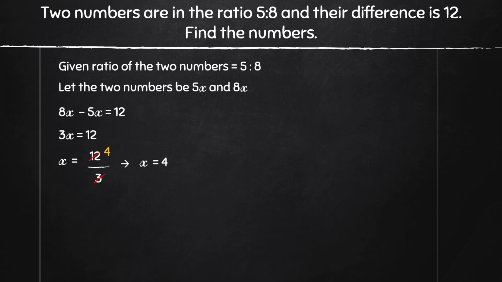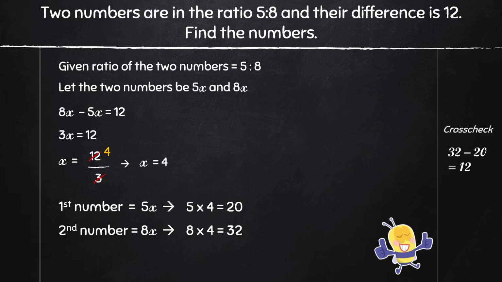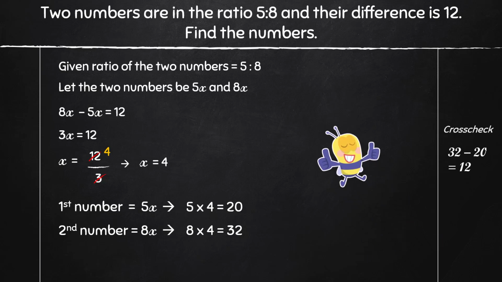Now we need to substitute in their corresponding ratios. First number is equal to 5x, right? That is 5 into 4, which is equal to 20. Second number is equal to 8x, which is 8 into 4, which is 32. Since the question says the difference is 12, cross verify your answer. Second number minus your first number. So 32 minus 20 is equal to 12. So your answer is correct. So finally, we need to write the answer step.